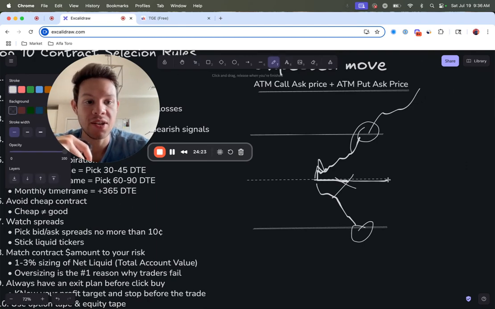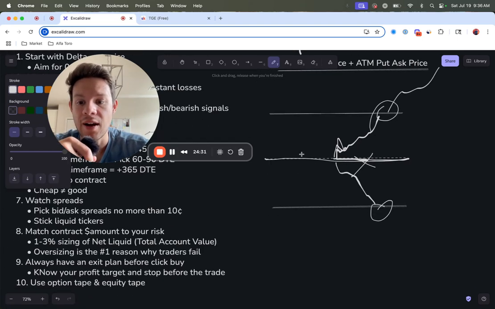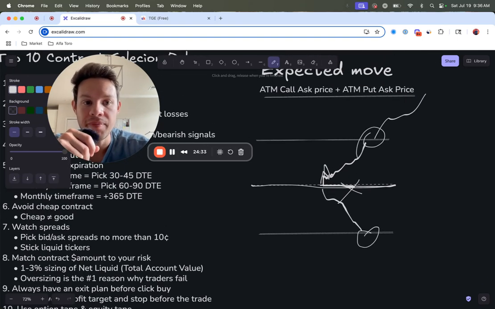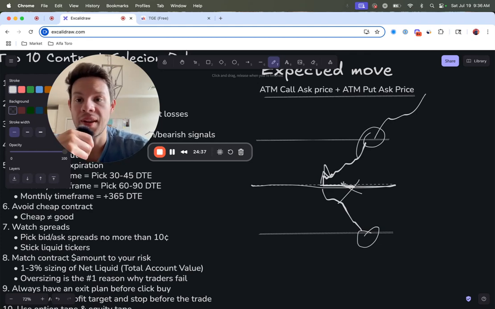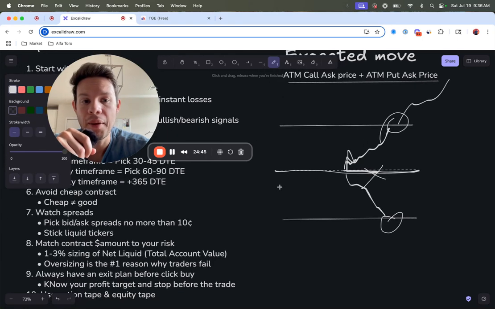Let's say that this is a support zone right here. Is there a lot of aggressive buying? Is there buying in general happening on the equity tape and on the option tape to support this move up? If there is, Gextron will let me know, and I can confidently go into this trade to hit my profit target.